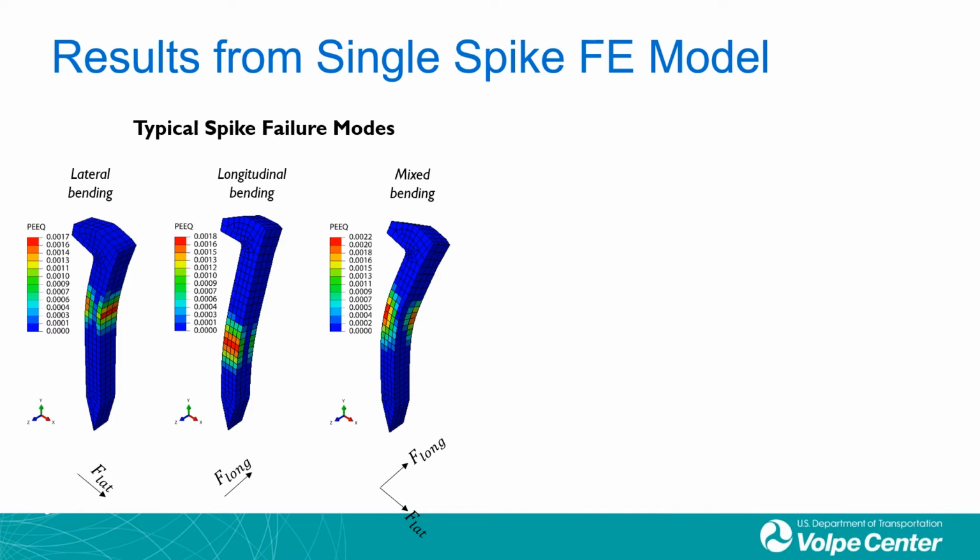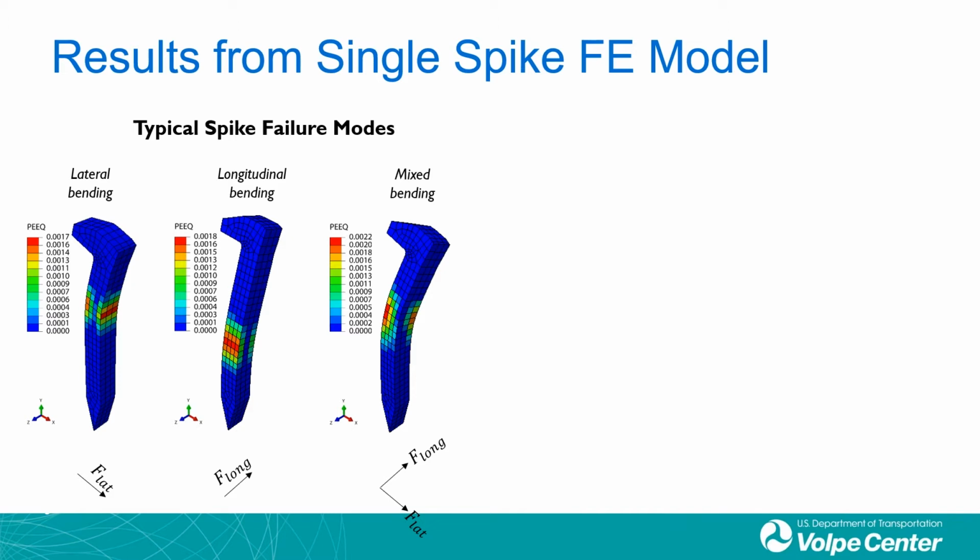Depending on the loading condition, the spike can experience lateral, longitudinal, and mixed bending failure. For example, under a combination of lateral and longitudinal loading, the spike has a mixed bending mode and the failure happens at the edge of the spike shaft.